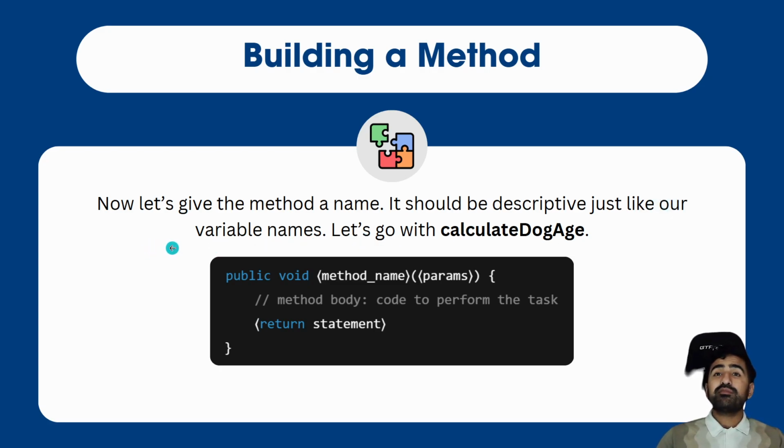Now we need a name. Good name could be calculate dog age. Maybe it should be convert to dog years. It's really up to interpretation, right? We're just going to go with calculate dog age. That's good enough for now. But yeah, really think about your method names. It is important because the more descriptive the name, the easier it is for another programmer to come in and say, hey, I know exactly what this method does. So maybe calculate dog age, I would argue not the best, but we're going to stick with it. All right, so we got calculate dog age.